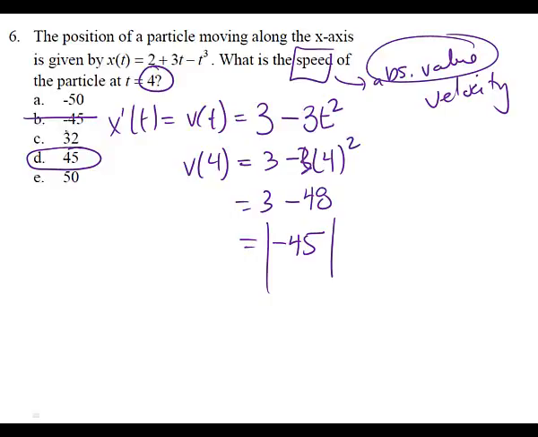True. You could have crossed out the negatives to begin with because you don't have negative speed. Okay, because it's absolute value. All right, what else? Are there any others you want to talk about? 19?